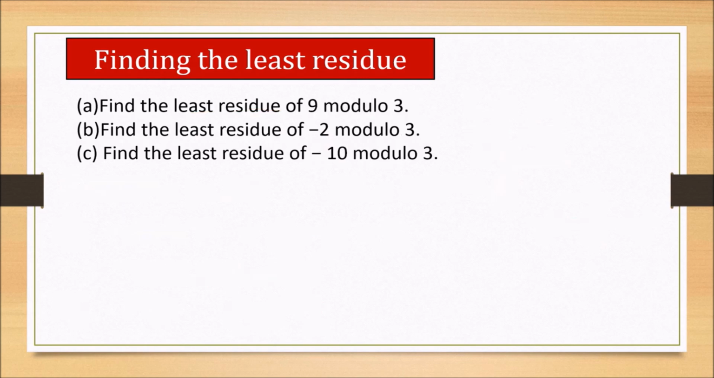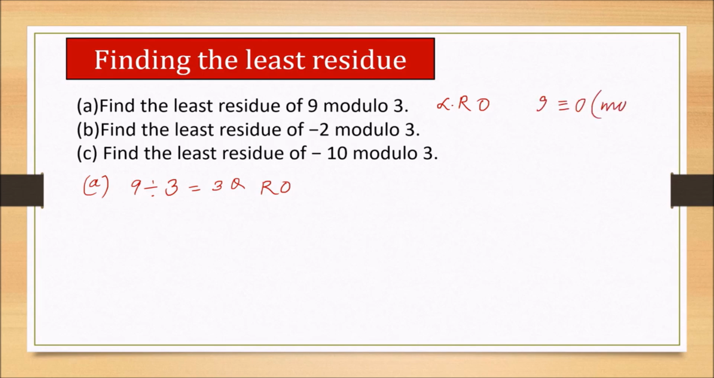Next, some examples for modulo 3. First is find the least residue of 9 modulo 3. We know that when 9 is divided by 3, we get 3 as quotient and remainder 0. So it is simple, your least residue is 0. Or if you want to write it in modular form, 9 is congruent to 0 modulo 3.